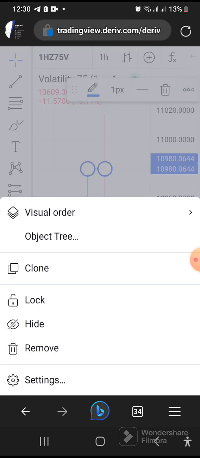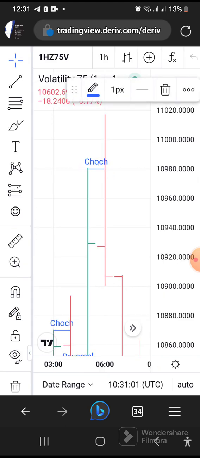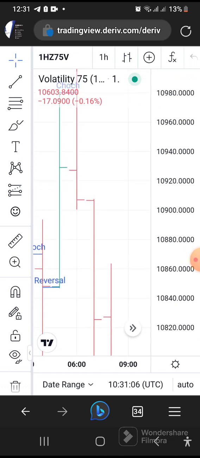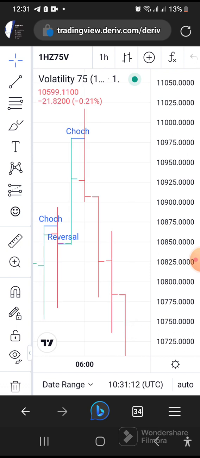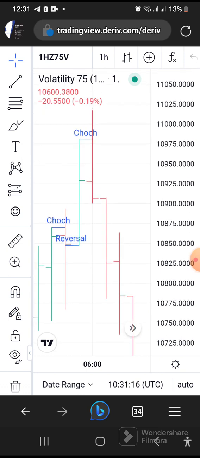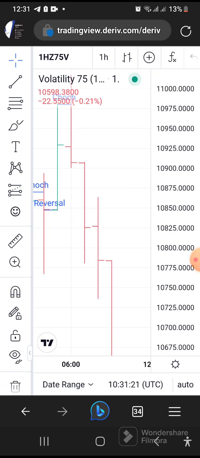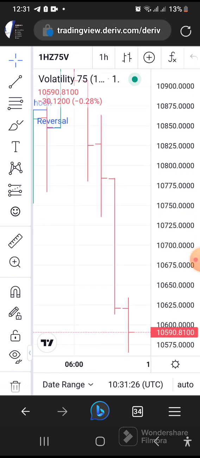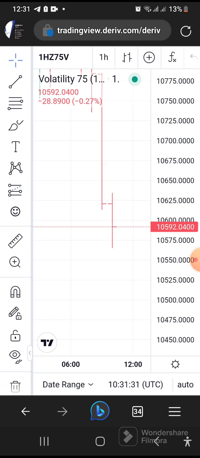Once again, marking is very important. After this change of character, price started making a higher low, made a higher low, and as expected made another higher low from the change of character. So price changed character from a lower high to a higher low, from a high open to a low close, again and again.